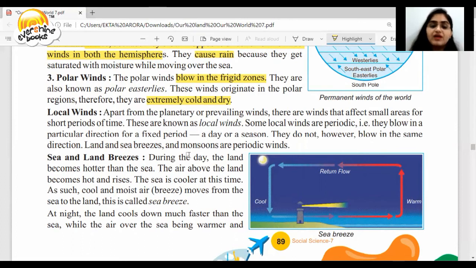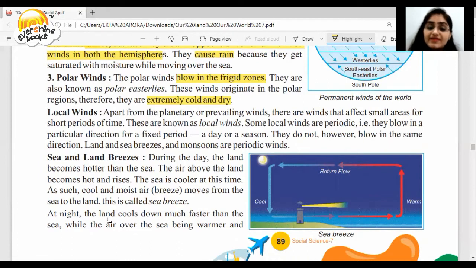Listen to me carefully. During the day, the land becomes hotter than the sea, right? Why? Because the sun is there. The air above the land also becomes hotter. So when the air becomes hotter, it rises because it lightens up. The sea is cooler at that time because water takes more time to get heated up. As such, cool and moist air moves from the sea to the land, and this is called sea breeze.